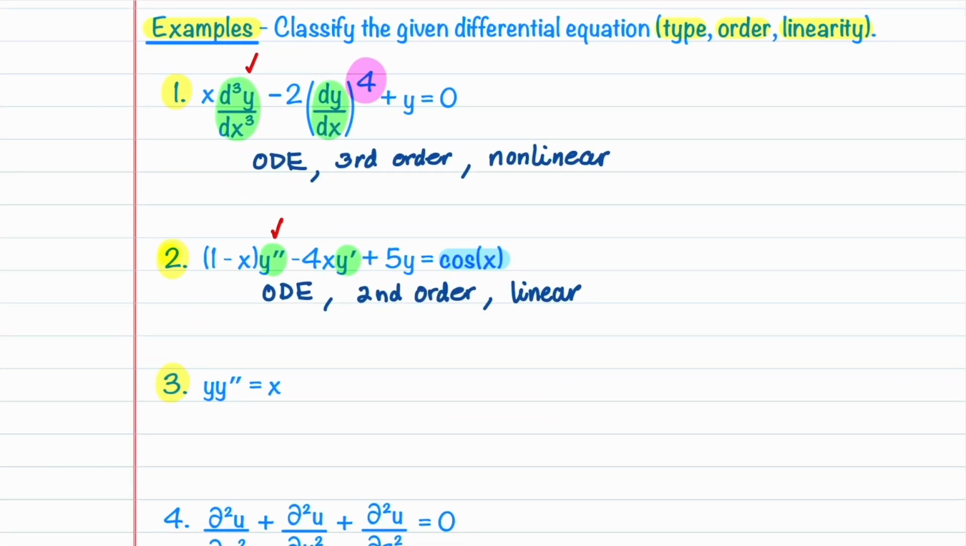Let's now look at example 3. Just like the first two examples, this equation is an ordinary differential equation because it has an ordinary derivative, y double prime. So we'll write down ODE. The derivative in this equation is a second derivative, so this is a second order differential equation. And then, because we have a term, y times y double prime, we classify this equation as nonlinear.